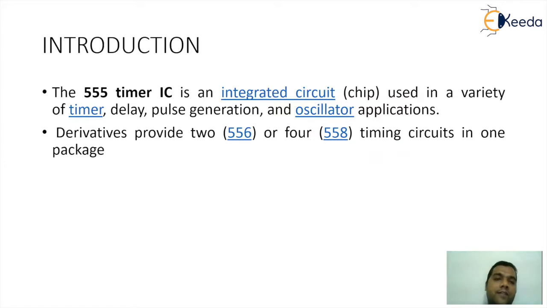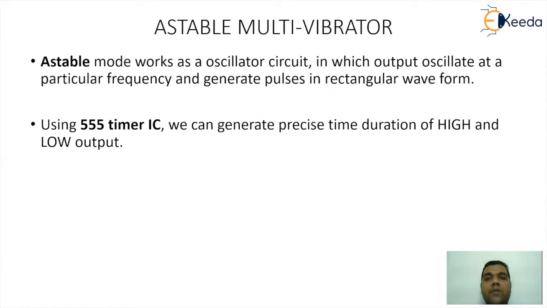As I've discussed in the previous sessions, IC 555 is basically an integrated circuit that can also be used for oscillation applications. Today we are going to use the astable mode of the circuitry, which is going to give you square or rectangular type pulses. The astable mode of the multivibrator is basically an oscillator circuit in which the output oscillates at a particular frequency and generates pulses in a rectangular waveform.